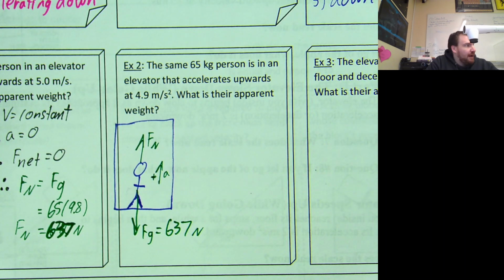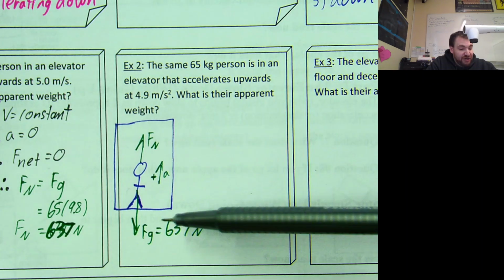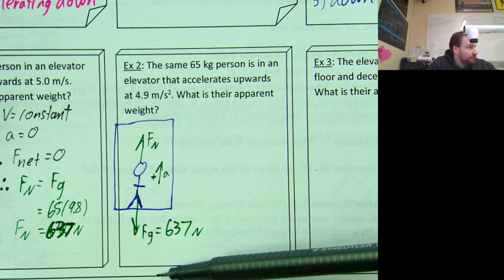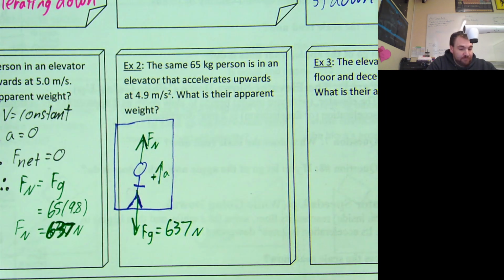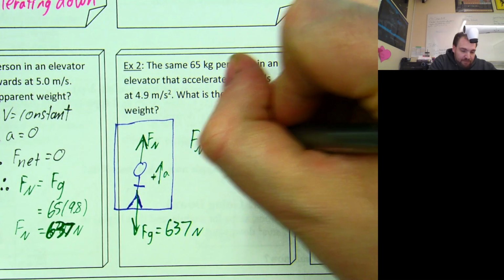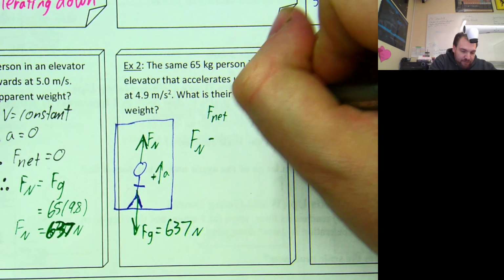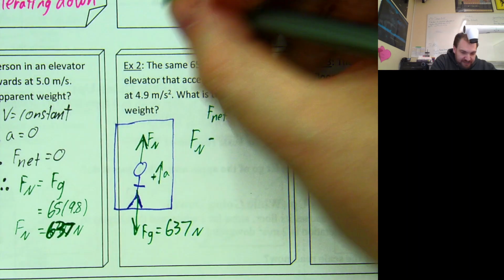For that person to accelerate up, that means Fn and Fg cannot be equal. Which one has to be bigger? If Fg were bigger, this person would be dragged down. But is the person not touching the ceiling of the elevator? They're accelerating upwards, so what has to be bigger, the upwards force or the downwards force? The upwards force, and the upwards force is Fn. So I'm going to have Fnet equals ma, because now we've got an acceleration upwards.